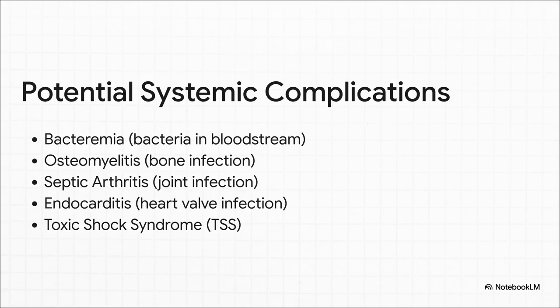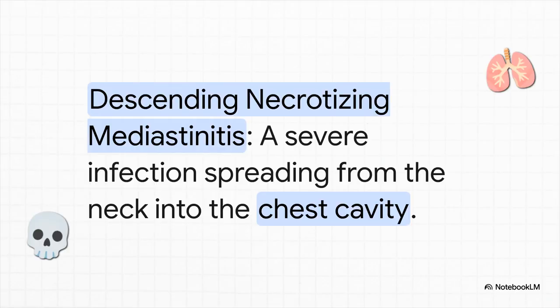And on top of that, if the bug is a strain that produces toxins, like some S. aureus, you could be looking at toxic shock syndrome. And then there's this: descending necrotizing mediastinitis. Honestly, this is probably the most feared complication, and for good reason. It's a life-threatening emergency where a severe throat infection literally tracks down through the tissues of the neck and straight into the chest cavity. The mortality rate is devastatingly high.